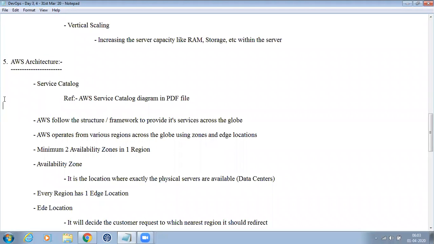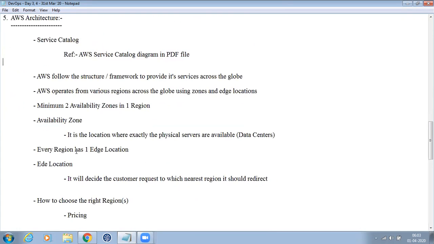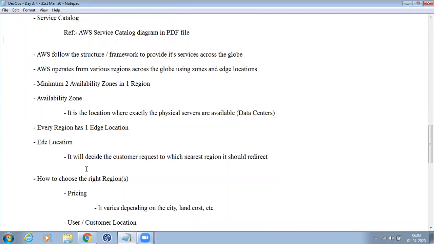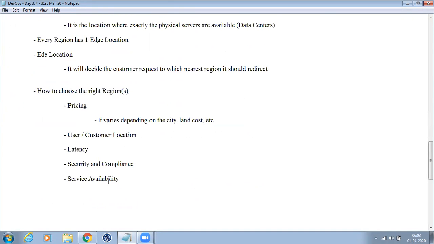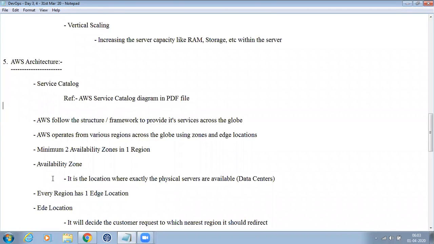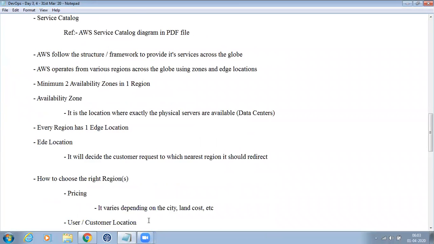Architecture of AWS. We have the service catalog and the framework, availability zones, and regions. These are all things we try to understand, along with edge locations, how to choose those regions, and what the different criteria are. So let me continue in the same document.